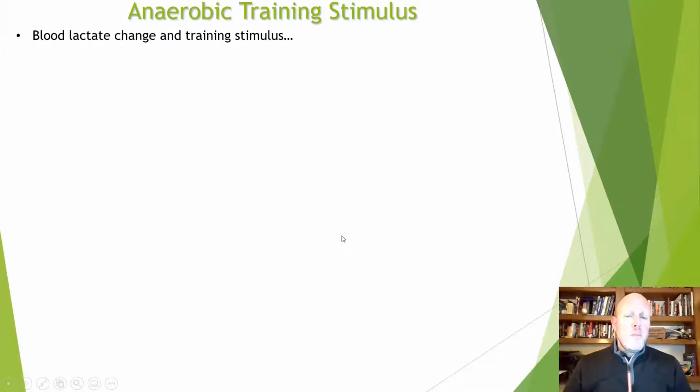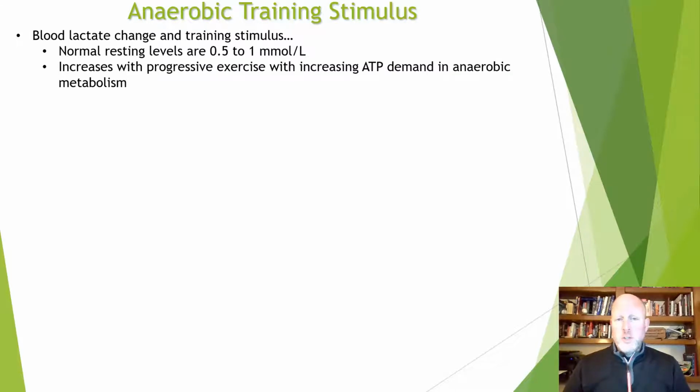That said, blood lactate change and training stimulus. Understanding that as blood lactate develops, of course, that affects the differences in our energy system used, and it affects our ability to keep performing. Normal resting levels of blood lactate are around 0.5 to 1 millimole per liter. Now, as you increase a progressive exercise, we've talked about this before, with increasing ATP demand, there's an increased demand upon anaerobic metabolism as exercise intensity increases, right?